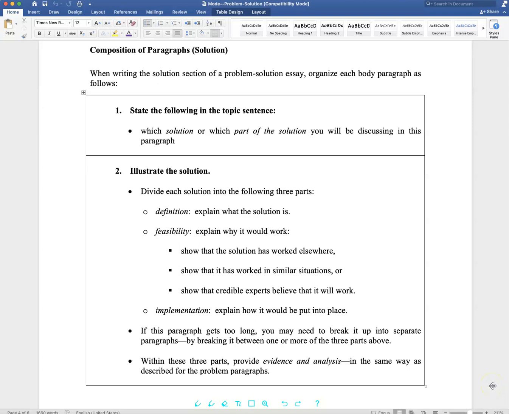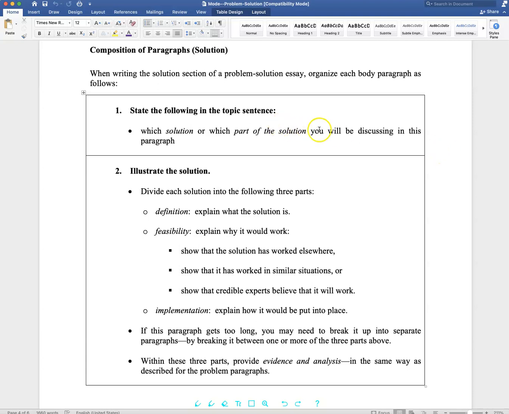In this video, we're going to look at how to write the solution paragraphs. And of course, that's going to be the second part of the body, are the solution paragraphs. You'll have your problem paragraphs all done before you get to any of the solutions. But once we get to the solutions, this is how you would do each one of the paragraphs. So this is a diagram that would just show one of the paragraphs. You'd have at least two or more paragraphs within your solutions section.